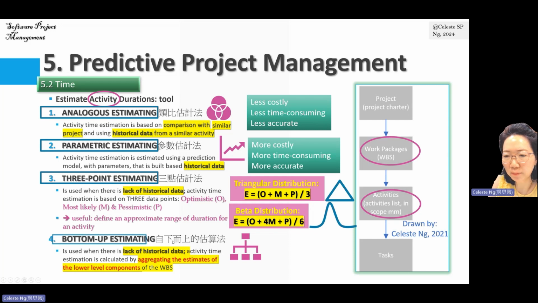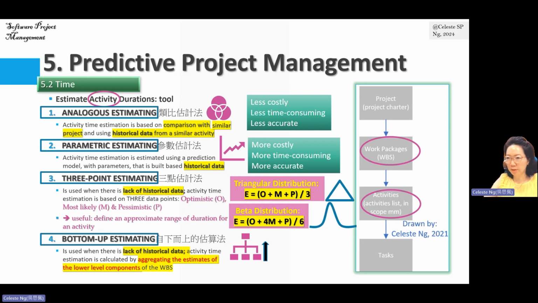And then the fourth type of estimating is called bottom up. We'll use bottom up if or when we lack historical data. It's the same as in the 3-point estimating. We will use bottom up when we lack historical data. And how we are going to do this is that we will aggregate the estimates of the lower level components of the work breakdown structure.